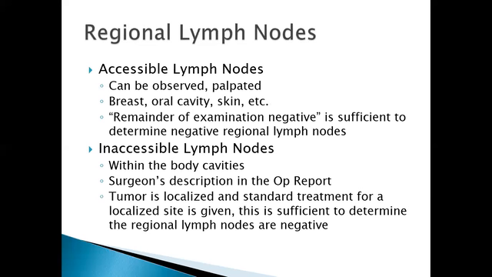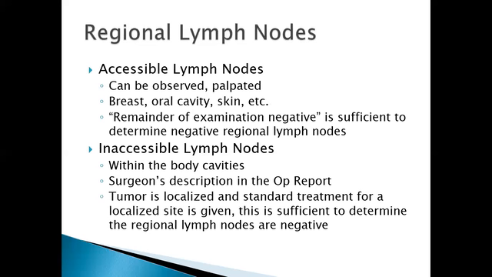Now, how do you know what standard of care treatment is for a specific localized tumor? Remember the NCCN treatment guidelines that we used last semester? That's how you would be able to look at that and see what the standard of care would be for that type of cancer. And if that's the type of treatment they received, then we can assume for summary stage that the lymph nodes were negative.